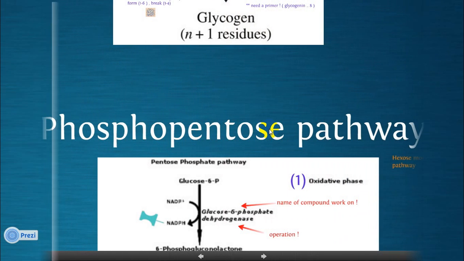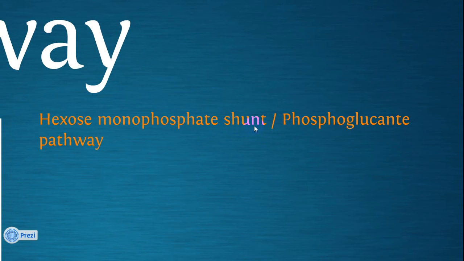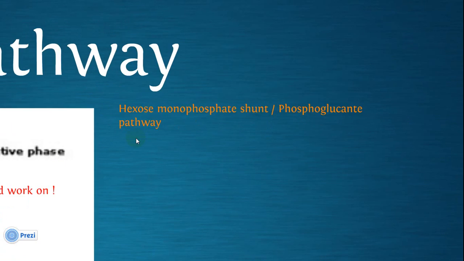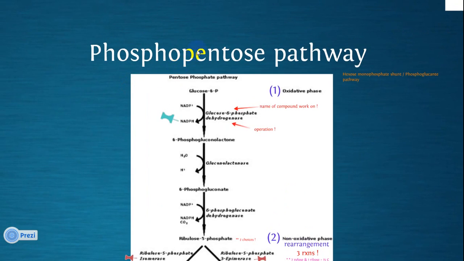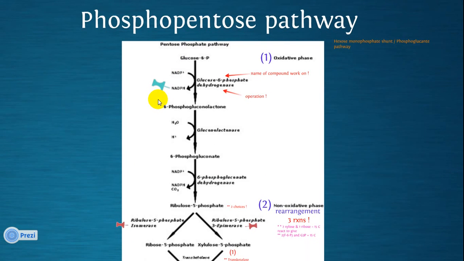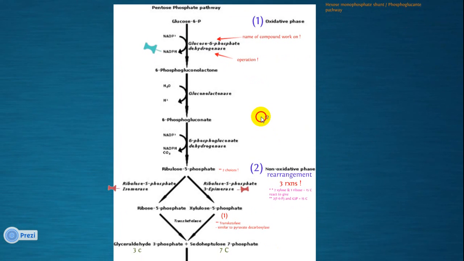Okay, the phosphopentose pathway. It's also called the hexose monophosphate shunt and the phosphogluconate pathway. Those are other names for the phosphopentose pathway. This pathway is very huge, so concentrate with me a little bit. First hint that I will give you: pentose here means that we will produce some 5-carbon sugars through this pathway. Now, to explain this pathway, I will divide it into 2 parts.